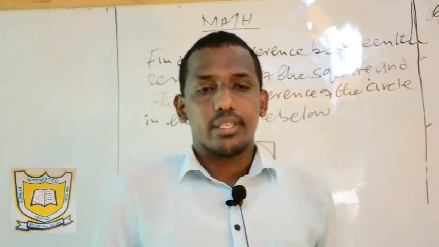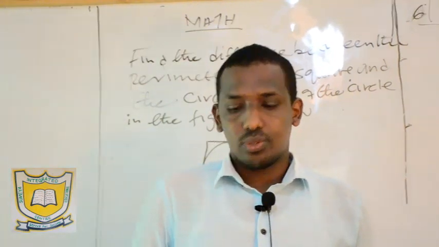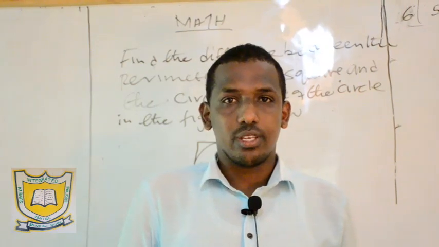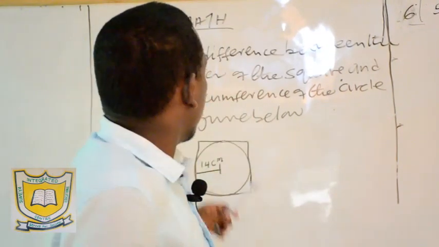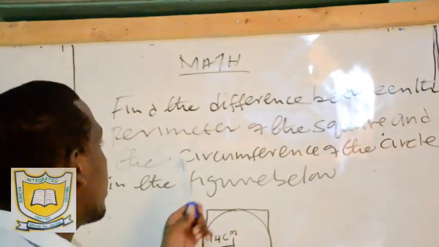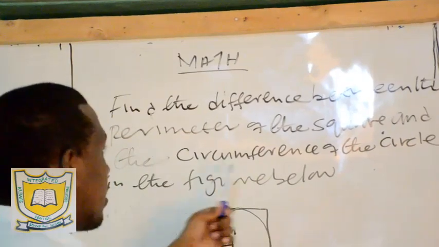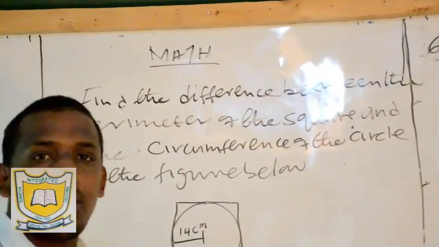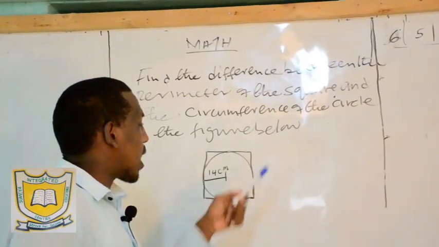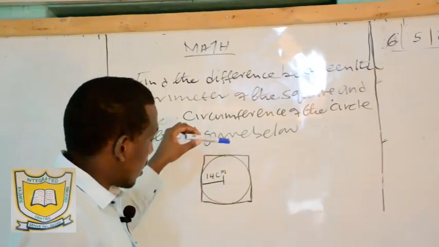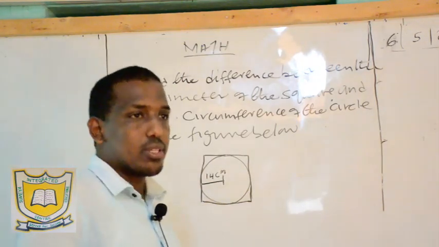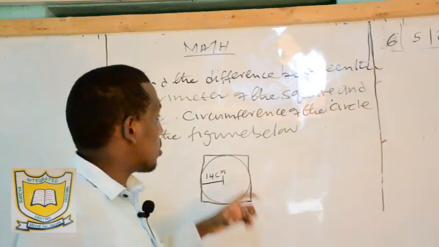We are handling mathematics. It's just a continuation. We have not yet finished the perimeter, but we shall summarize it today. There's a question here. You are told to find the difference between the perimeter of the square and the circumference of the circle in the figure below. Remember, here they say there's a square, and a circle which was inscribed inside the square. So they said you get the difference between the two perimeters.